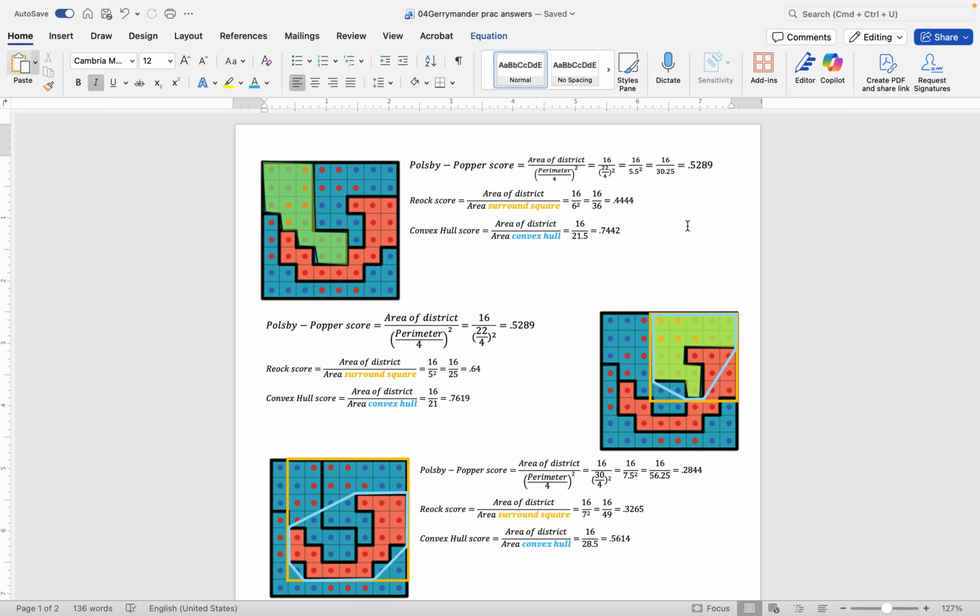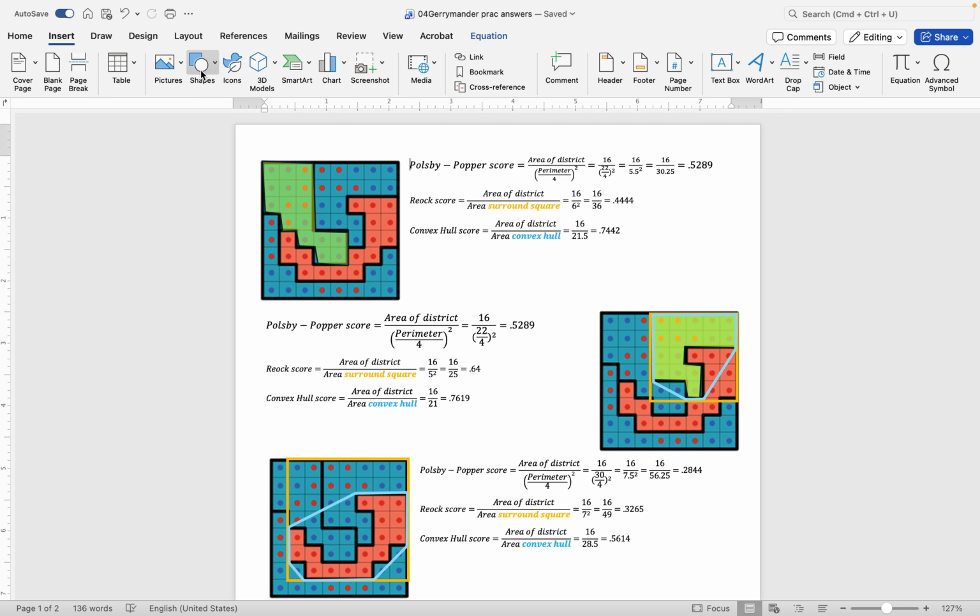Okay. And for Reock, we are looking for the area of the district, again, which is going to stay 16. And now we need to find what surrounding square we need for this district. Now this one, we could double check, but it looks taller than it is long or wide. So width, we've got 1, 2, 3, 4, 5 squares across from here over to the edge. And if we're going height, we have to start down here and go to the top. 1, 2, 3, 4, 5, 6 squares up. So that's going to be our winner there.